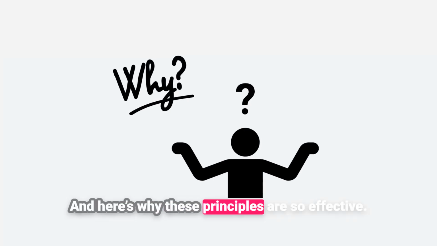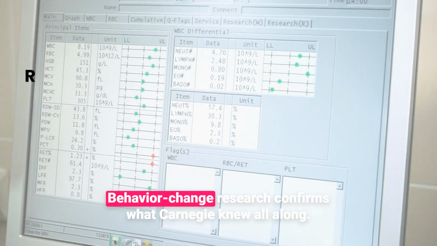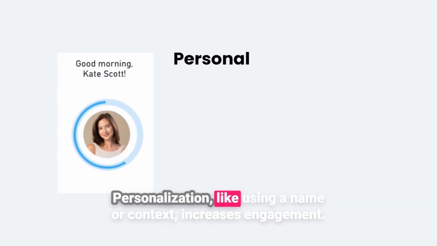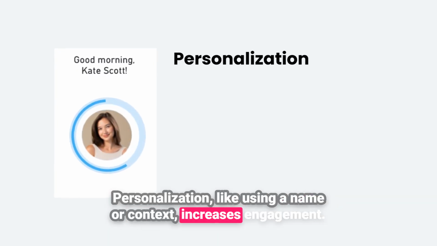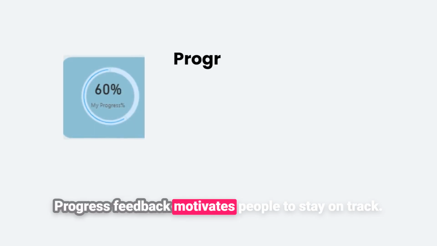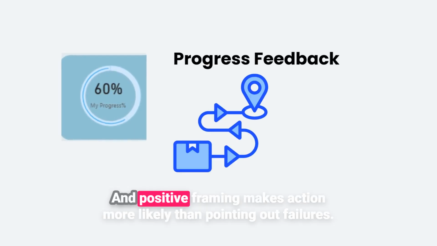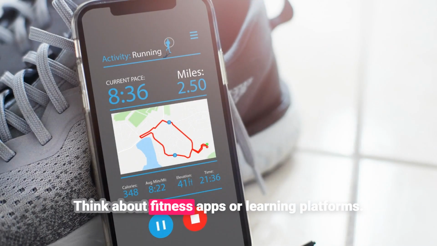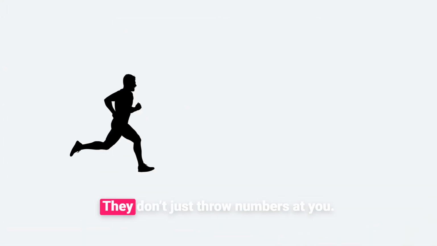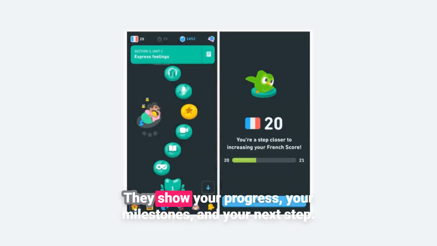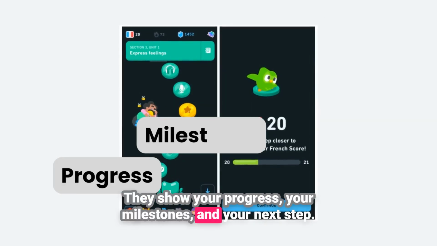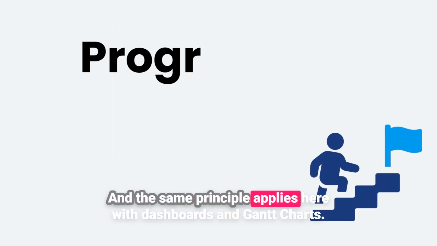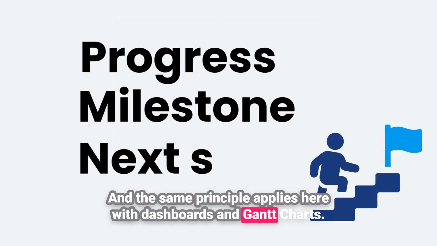And here's why these principles are so effective. Behavior change research confirms what Carnegie knew all along. Personalization, like using a name or context, increases engagement. Progress feedback motivates people to stay on track, and positive framing makes action more likely than pointing out failures. Think about fitness apps or learning platforms. They don't just throw numbers at you. They show your progress, your milestones, and your next step. That's what keeps people coming back. And the same principle applies here with dashboards and Gantt charts.